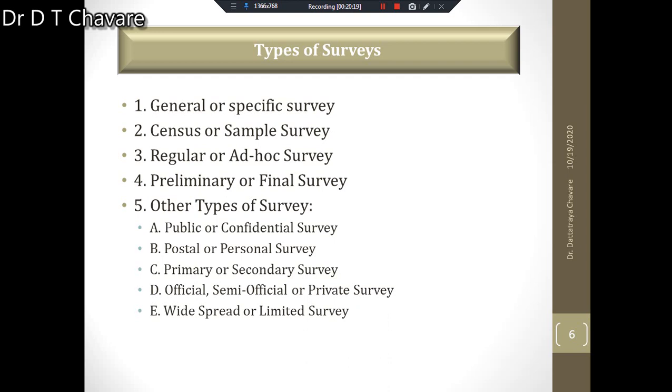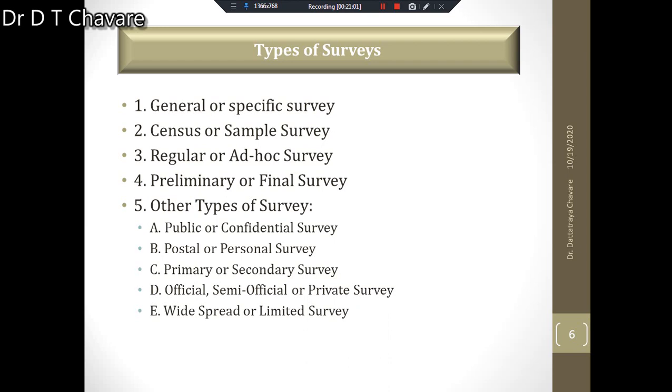Then the third type of survey is also there. What is it? Regular or ad hoc survey. A survey repeated at regular intervals, try to understand, boys and girls. A survey repeated at regular intervals to obtain continuous information about a subject is called a regular survey. It helps to study the trends in the phenomena under study. The permanent machinery for collecting the information for regular surveys is set up.